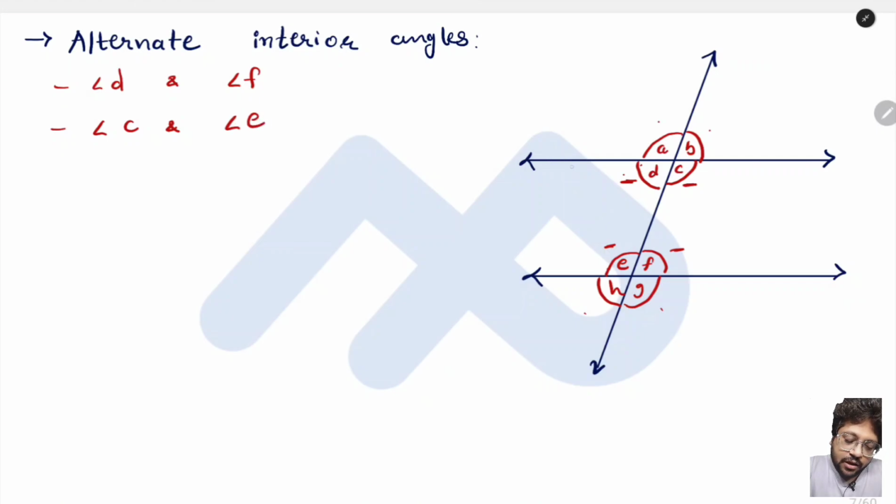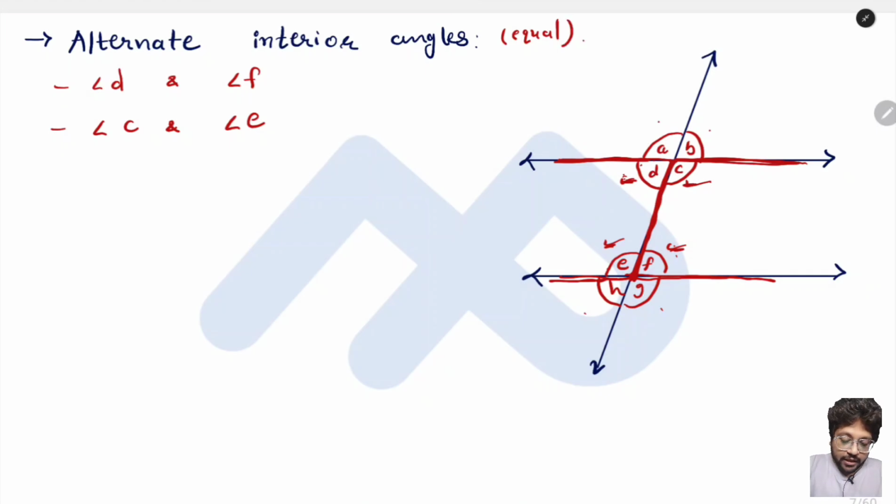Sometimes, to make it easy to remember, we remember it as the English alphabet Z. So D and F are on the opposite sides of the Z. Similarly, there is an inverted Z like this. So C and E are on the opposite sides of that Z. So they are alternate interior angles and they are equal to each other. Alternate interior angles are always equal.